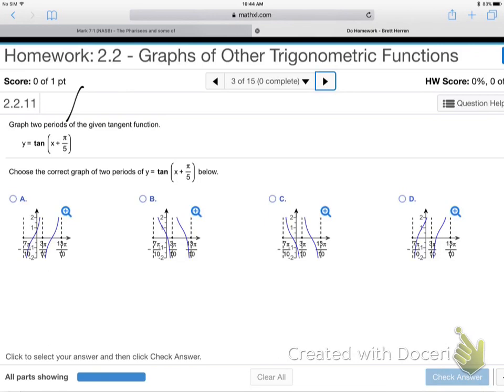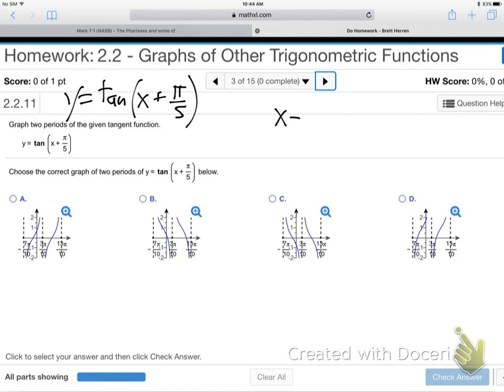Okay, so y equals tangent of x plus pi over 5. So do the left edge, right edge. Really, you don't even need the period. The main thing is the left edge, right edge thing. So go ahead and do the left edge, right edge thing. Going to need to do some fraction work for that.